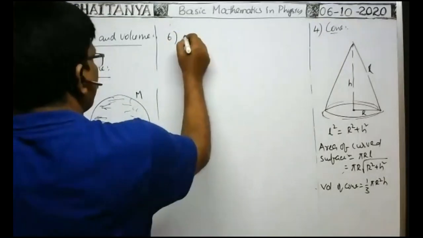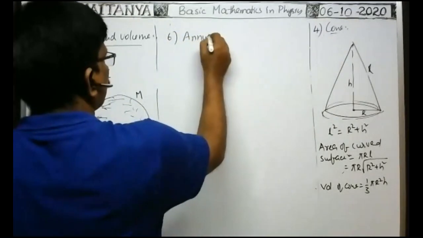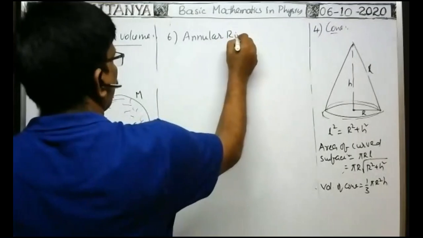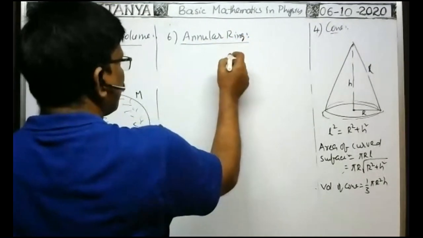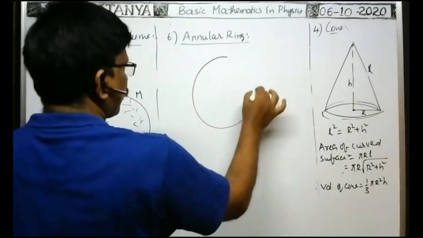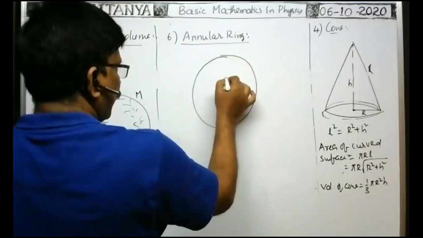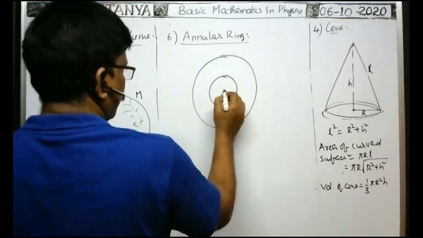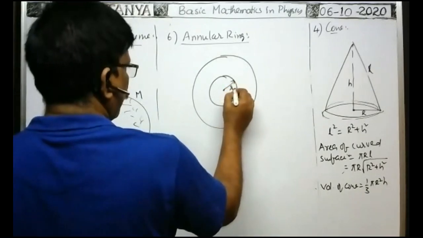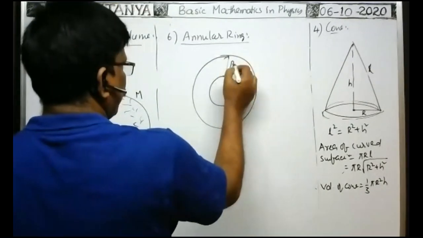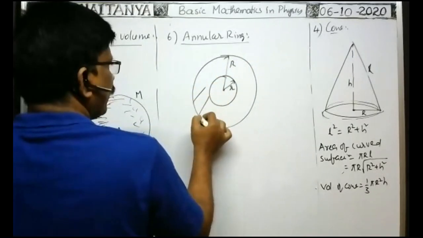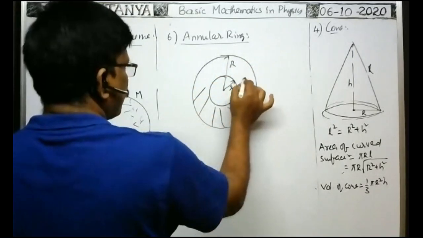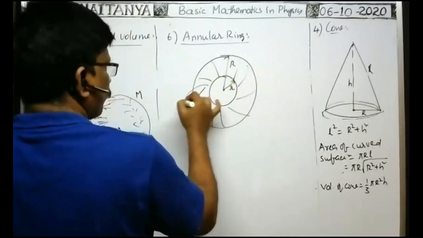Sixth one, annular ring. Annular ring means actually it is just like a circular disc, but having a concentric hole at the center. It is the center. Inner radius is small r, outer radius is capital R. It is called an annular disc. In the annular disc, the mass is present only in the shaded region.